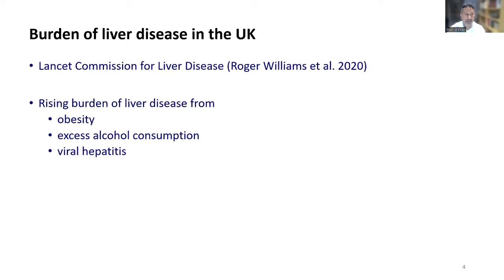As I've said, I'm grateful to a lot of the work Roger Williams and his team did for the Lancet Commission for the UK. The main reason that liver disease is increasing is from two main things: obesity and alcohol excess. And there's some viral hepatitis in there, and I will talk a little bit about viral hepatitis, but most of my talk on the burden of liver disease is going to be on obesity and alcohol, because they are the two key drivers in the UK, and I suspect in most parts of the world.